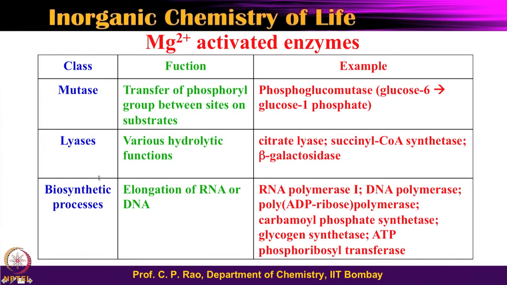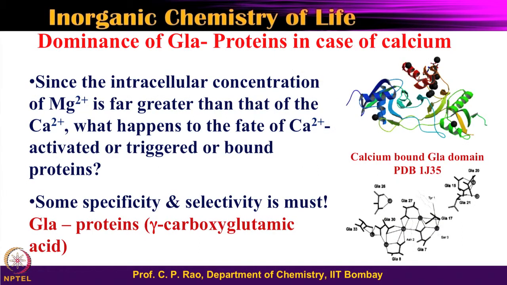Lyases, so hydrolytic functions, there are different kinds of hydrolysis. Biosynthetic process, because you add things, you elongate things, it could be polymerases, it could be synthetases. So, all these kinds of proteins like kinases, phosphatases, mutases, lyases, the synthetases or polymerases, in all the cases the magnesium ions are required absolutely.